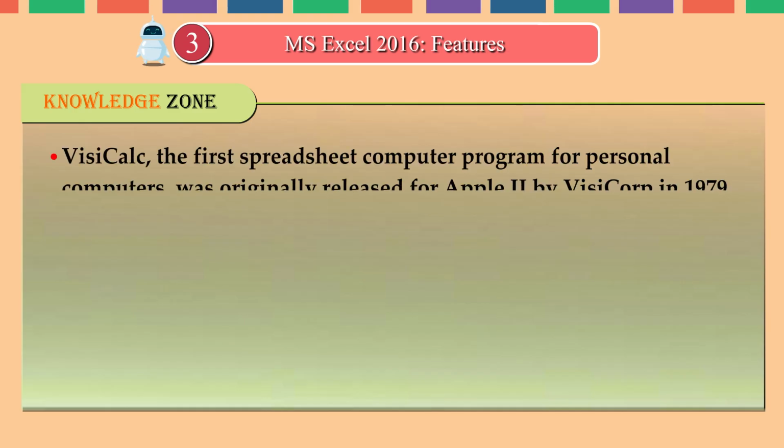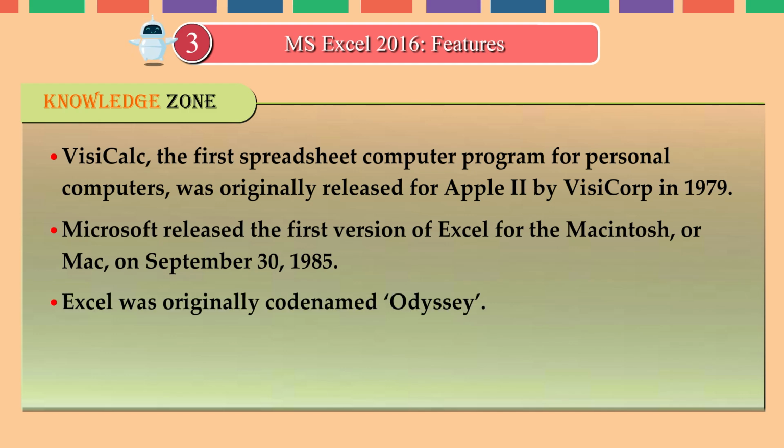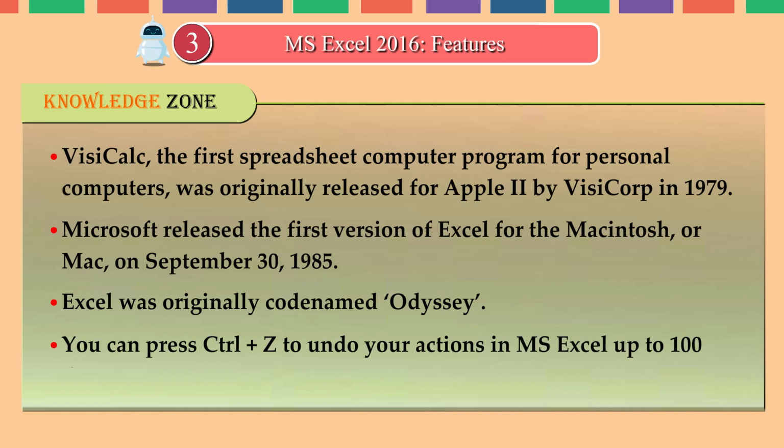Knowledge Zone. VisiCalc, the first spreadsheet computer program for personal computers, was originally released for Apple by VisiCorp in 1979. Microsoft released the first version of Excel for the Macintosh, or Mac, on 30th September 1985. Excel was originally codenamed Odyssey. You can press Ctrl Z to undo your actions in MS Excel up to 100 times.